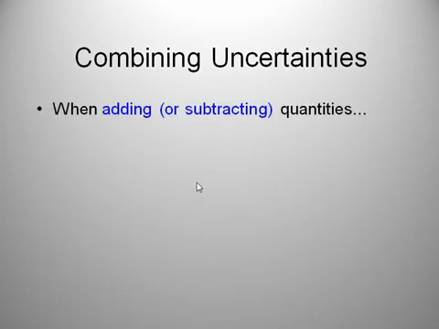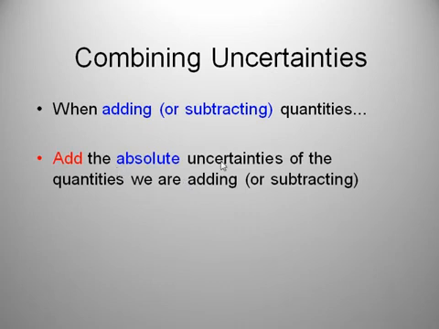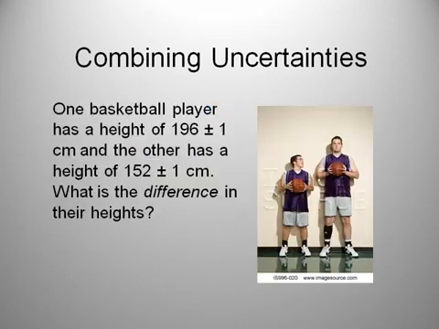Adding and subtracting. Okay, so we're going to add the absolute uncertainties when we have addition and subtraction. So for example, we have a basketball player who is 196 plus or minus 1 centimeter, and another basketball player who is 152 plus or minus 1 centimeter in height. What's the difference in their heights? Well, you just take the difference between these two values, 196 minus 152, you get 44. But we're going to add the uncertainties. So 1 and 1 gives us 2 centimeters.